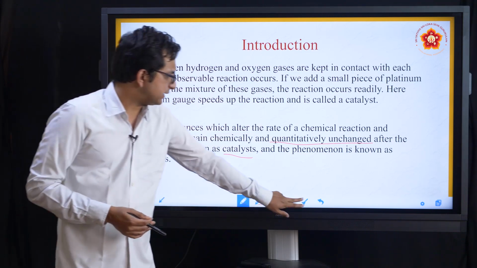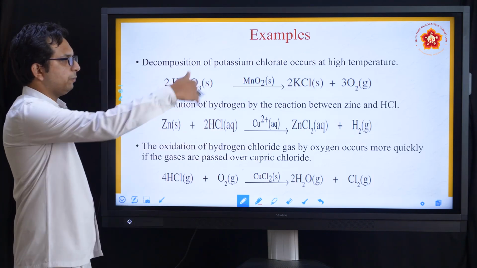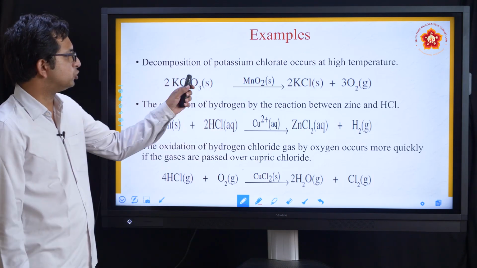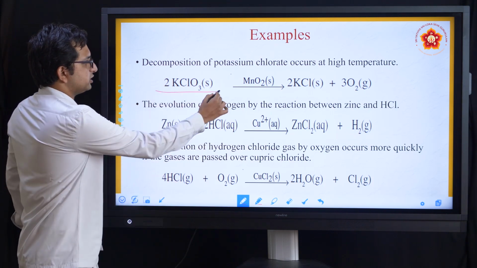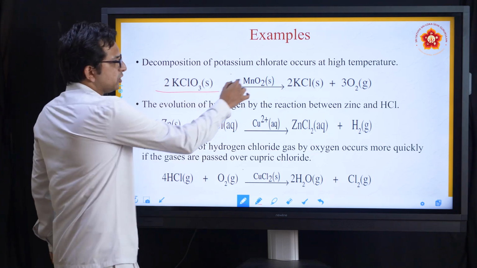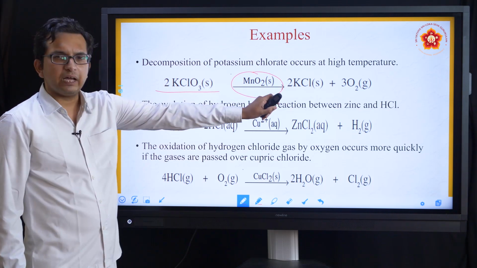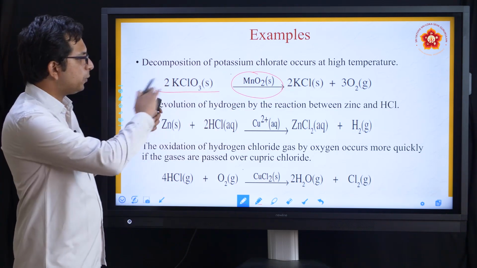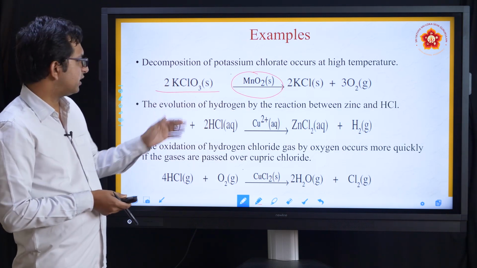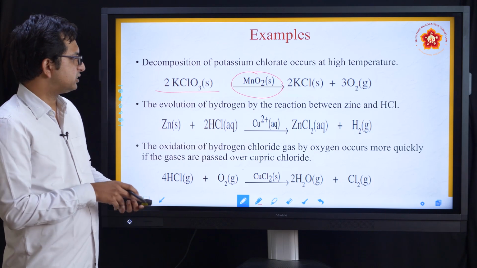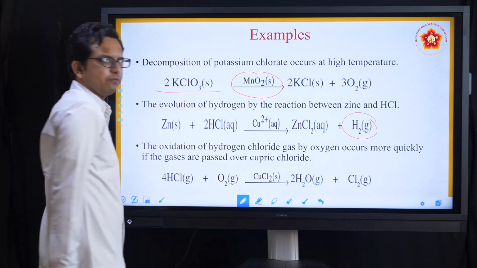Now let us see some examples of these catalysts. Some of the examples have been listed here. Decomposition indicates breaking down. So the potassium chlorate compound is taken, and in the presence of this catalyst, which is manganese oxide, you get this type of reaction. Suppose there is no catalyst, you will not be able to see this reaction at all. What you need to know is a couple of examples, and that is why various types of reactions are shown here. The evolution of hydrogen gas is one of the methods of preparation of hydrogen gas.